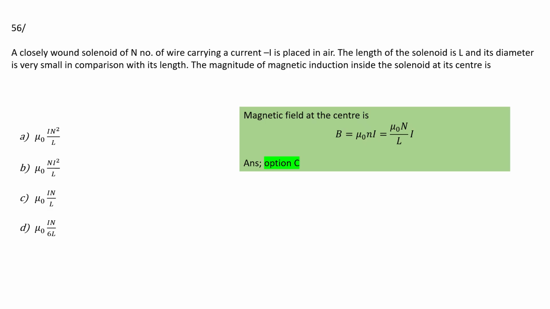Okay, तो हमारे पास क्या है, n नंबर ऑफ वायर है. Okay, मतलब उसका जो टर्न है वो n नंबर है. हमारे पास I है, उसका जो करंट जो फ्लो हो रहा है, और जो लेंथ है उसका वो है कैपिटल L. Again the diameter here is very very small as compared to the length, and we know that magnetic field at the center is equal to mu naught n i, and here small n is equal to capital N by L, and that's why B will be equal to mu naught N i by L, which is equal to option C. So here option C is the right answer.